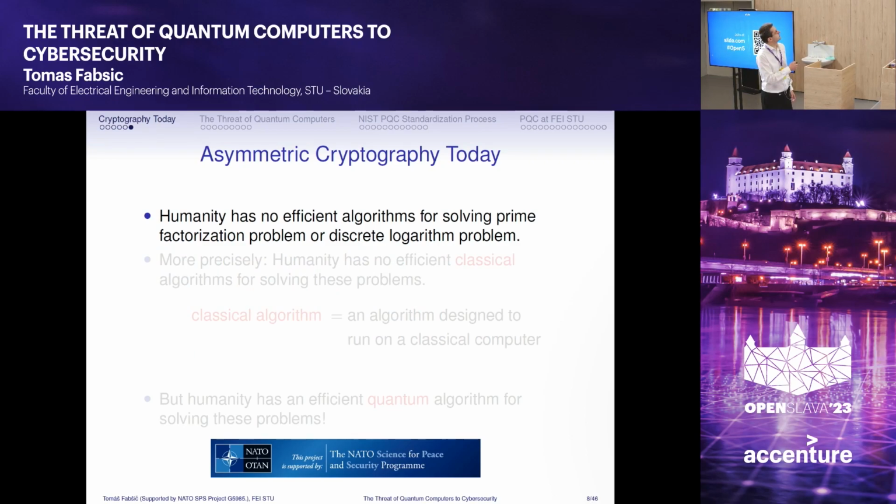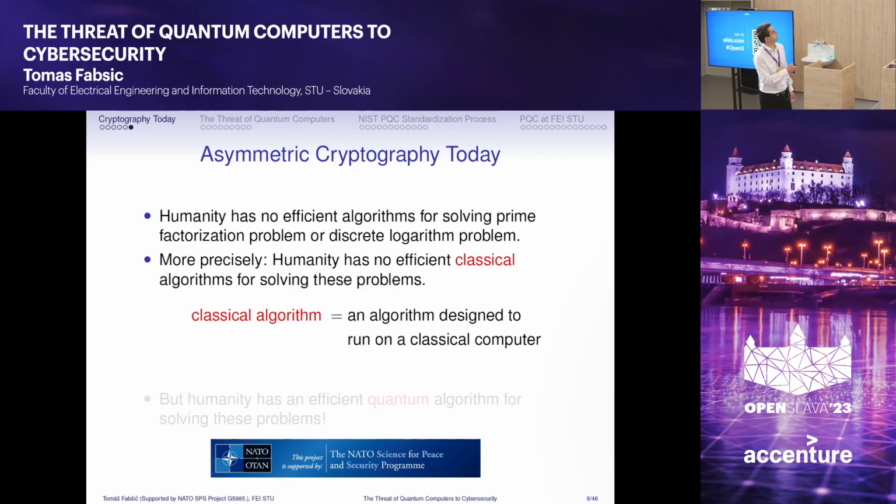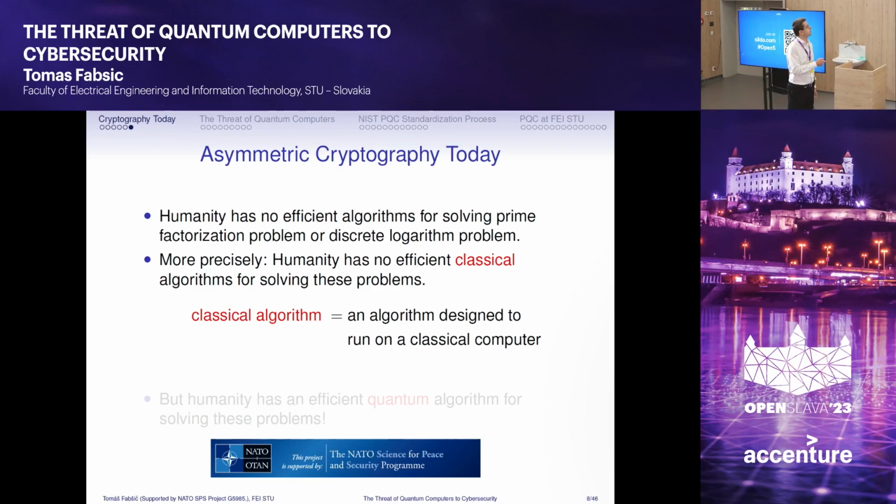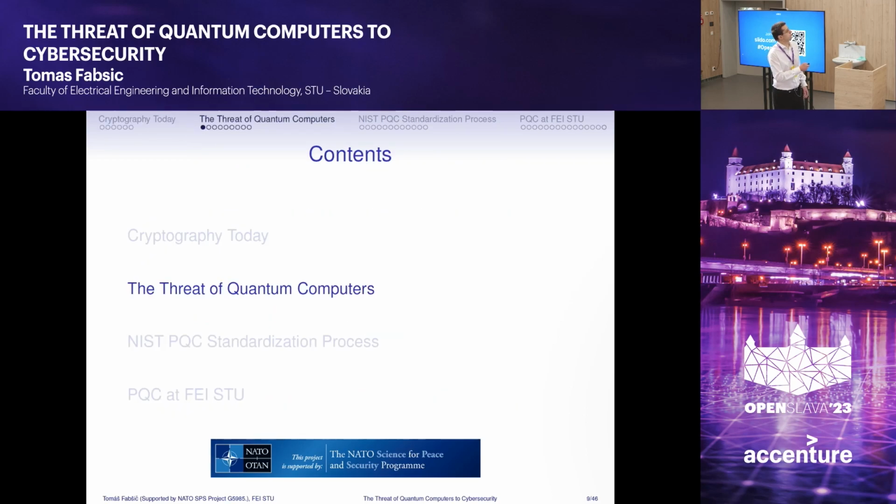So I said that humanity has no efficient algorithms to solve the prime factorization or discrete logarithm problem. To be more precise, I should have said that humanity has no efficient classical algorithms for solving these problems. By classical algorithms, I mean algorithms that are designed to run on classical computers. But humanity has an efficient quantum algorithm for solving these problems. So let's talk about that. That brings us to the threat of quantum computers.